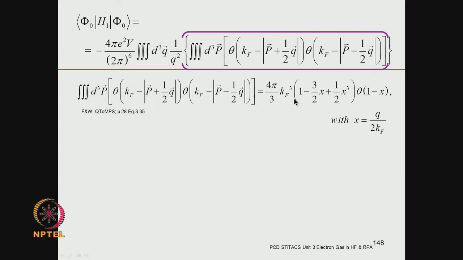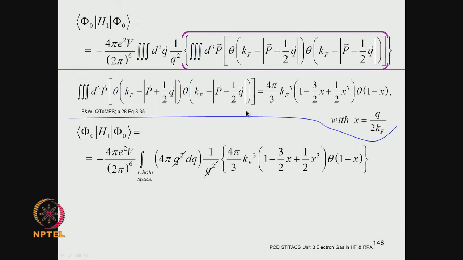So, I will not work out those steps, you can work it out, and that result is 4 pi by 3 kf cube, and instead of writing in terms of q, I am writing the result in terms of x, which is defined as q over twice kf. Okay? So, this is the result of the volume, and we can now put this back over here.